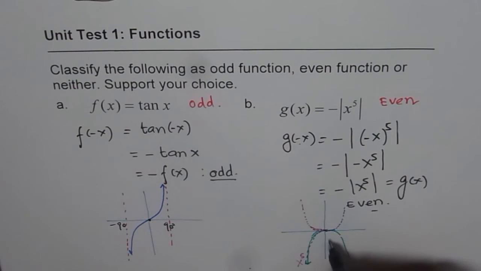As you can see, it has even symmetry, correct? It is symmetric about the y-axis. So we have points here which will have the same value. That is how we can show graphically that the function has even symmetry. I hope that helps. Thank you.